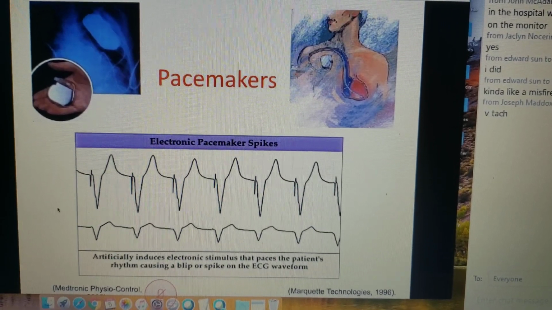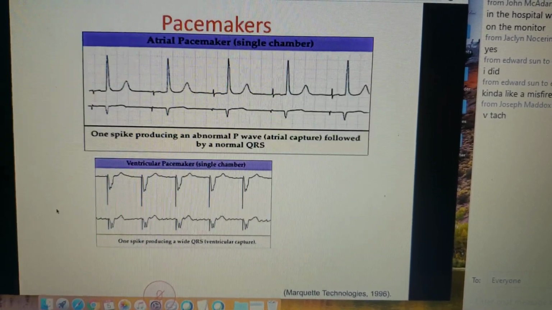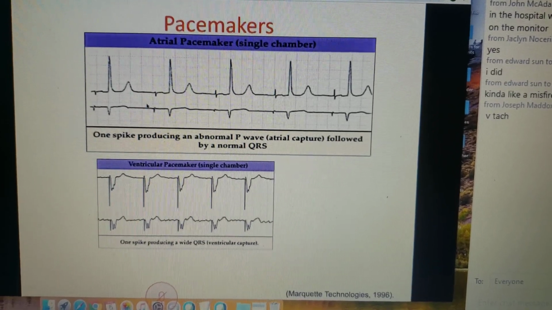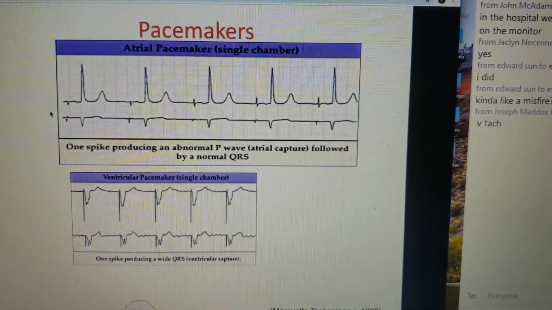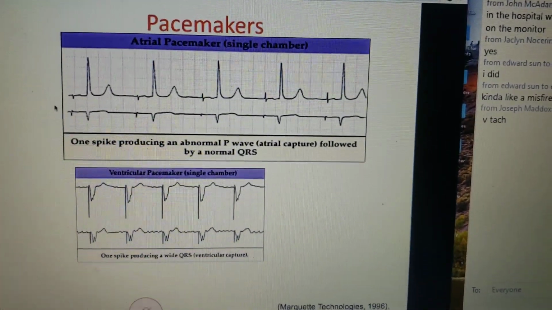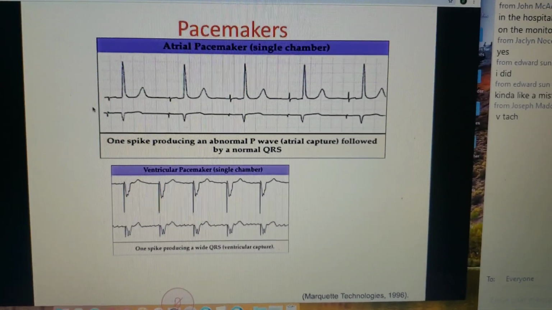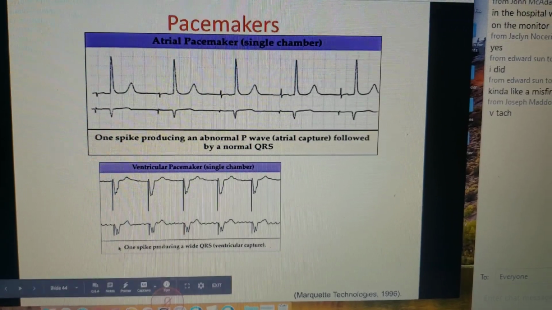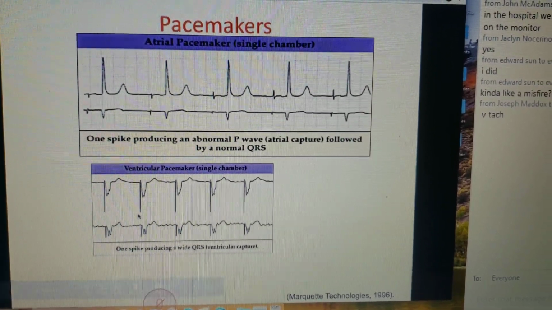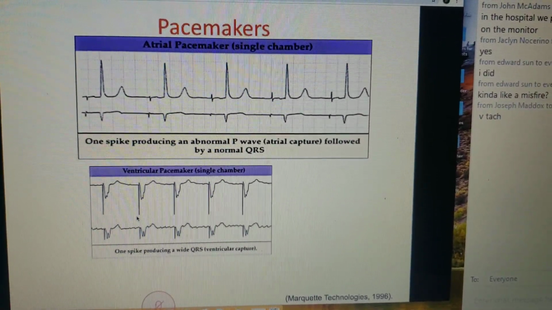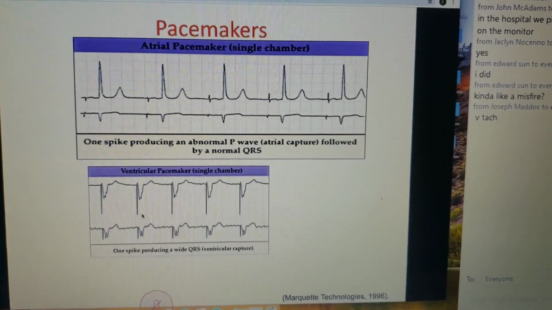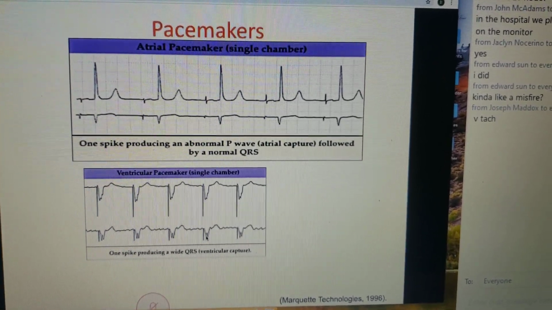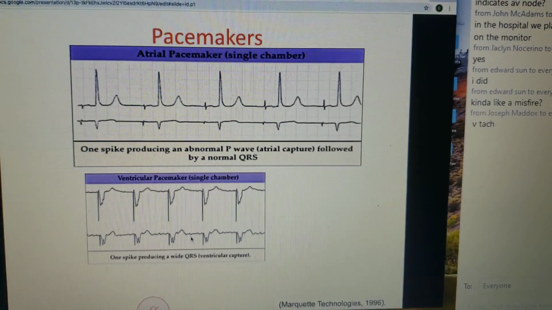Okay? And there's different types of pacemakers. So you'll have your atrial pacemakers, so it's a single chamber. It allows for the signal to go through the atria, but then the AV node takes over and does the signal for the ventricles. Then you have your ventricular pacemaker, where they have it going down to cause the contraction for the ventricle, and they're bypassing the atria. Okay, and so you'll see a pacer and then a wide QRS and T wave.